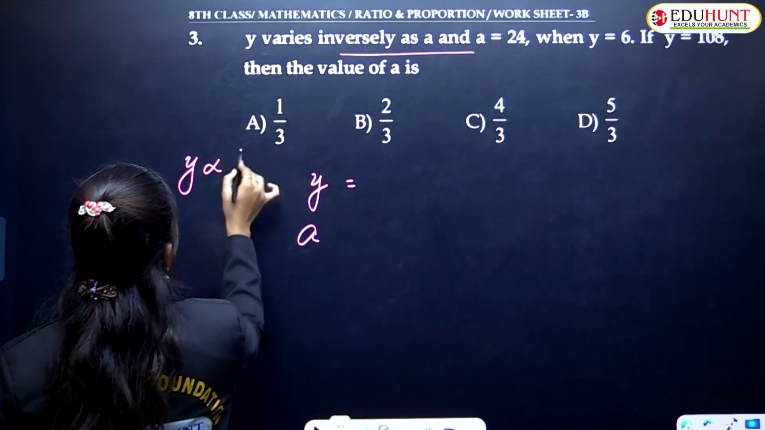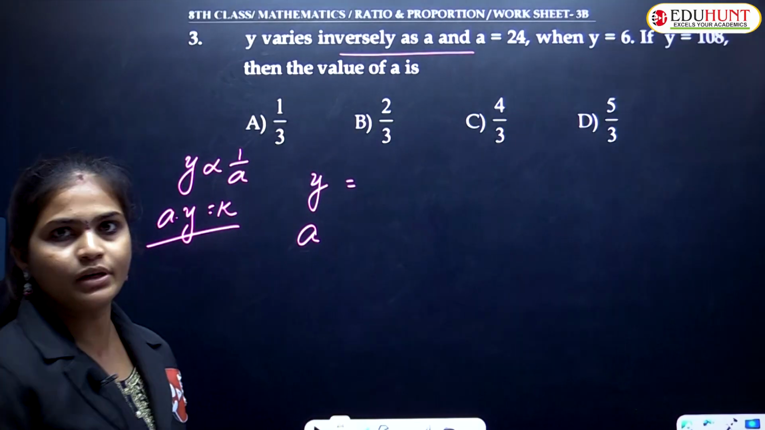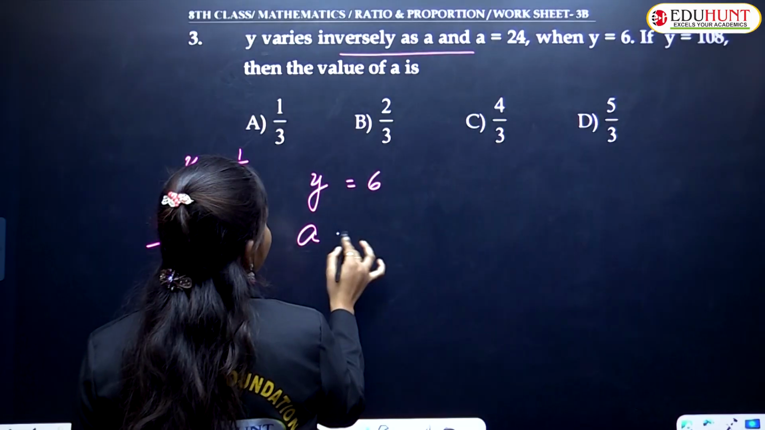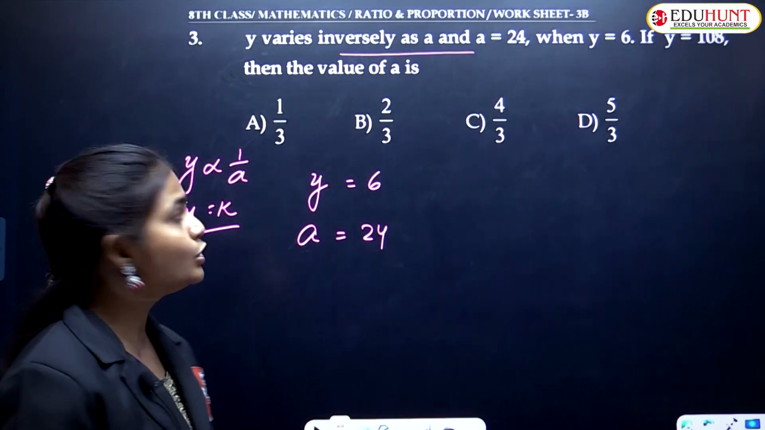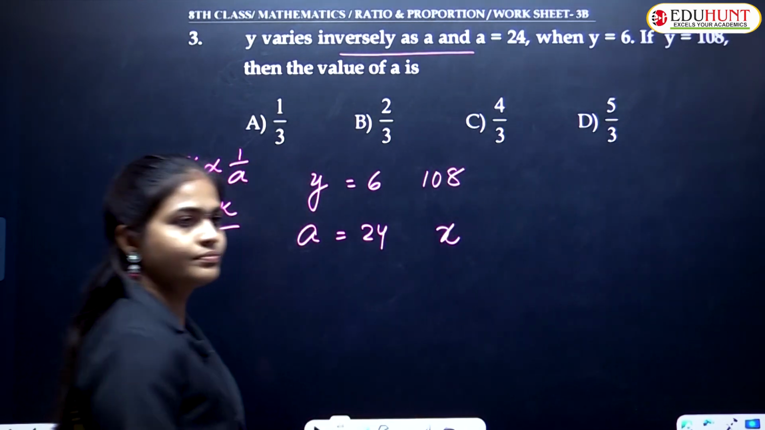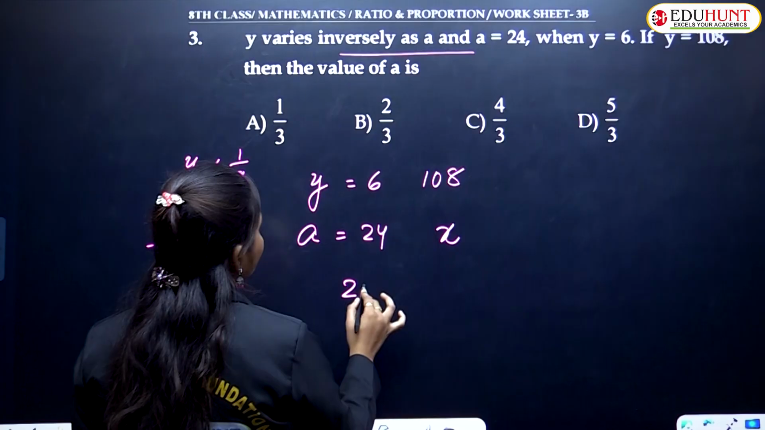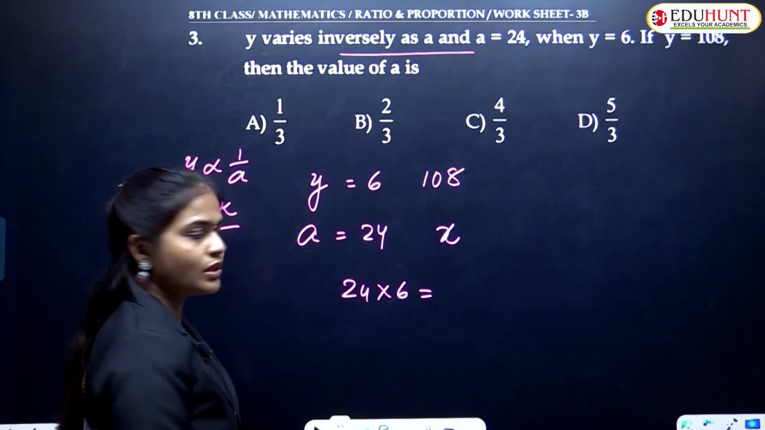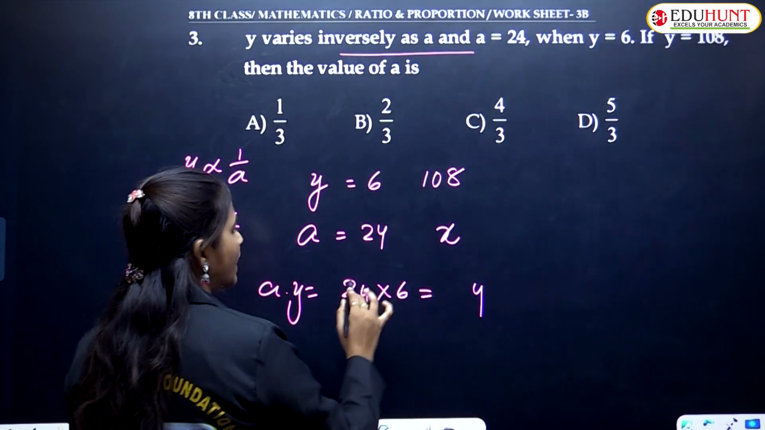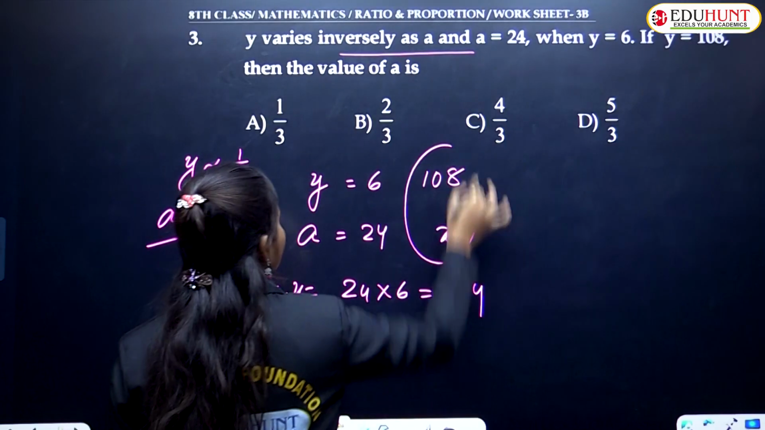Okay, so y is inversely proportional to A. So here A into y is equal to constant, or y into A is equal to constant. So here see, y is equal to 6 when A is equal to 24. If y is equal to 108, then what is the value of A here? Understand? So here inversely proportional is given. So in these cases you better take the product 24 into 6, which is equal to A into y, no? So 24 into 6, 6 4s is 24, 6 2s is 12, 12 plus 2, which is equal to 144. Understand?